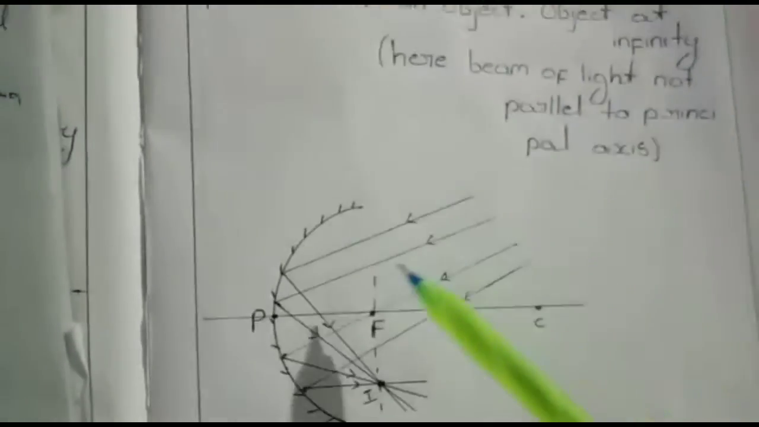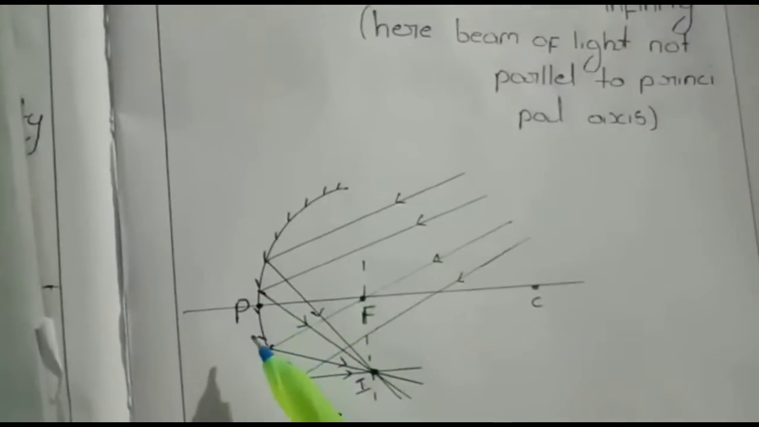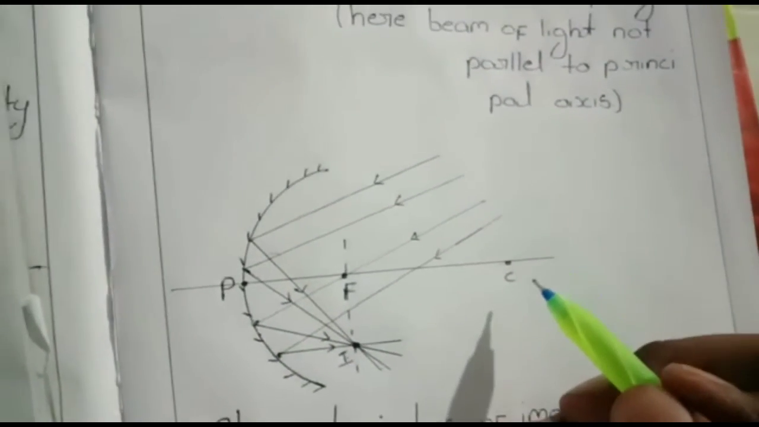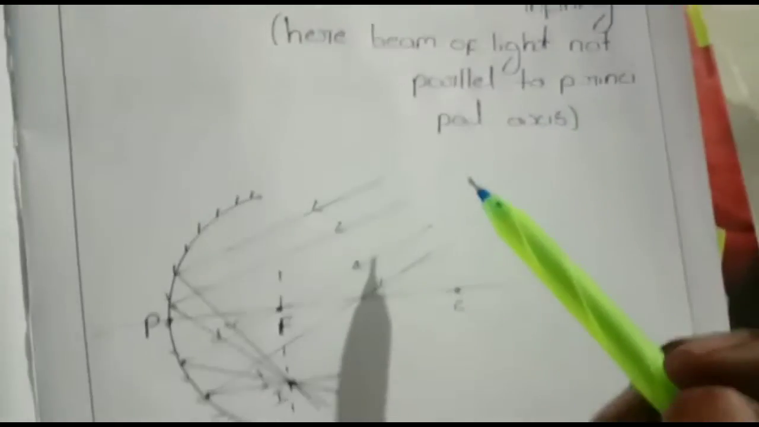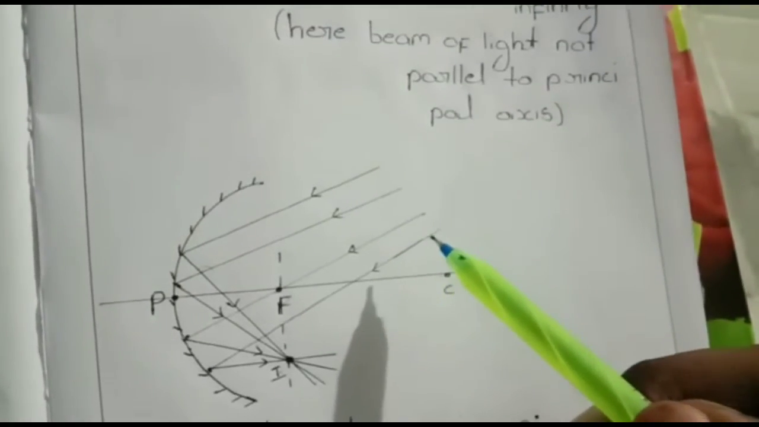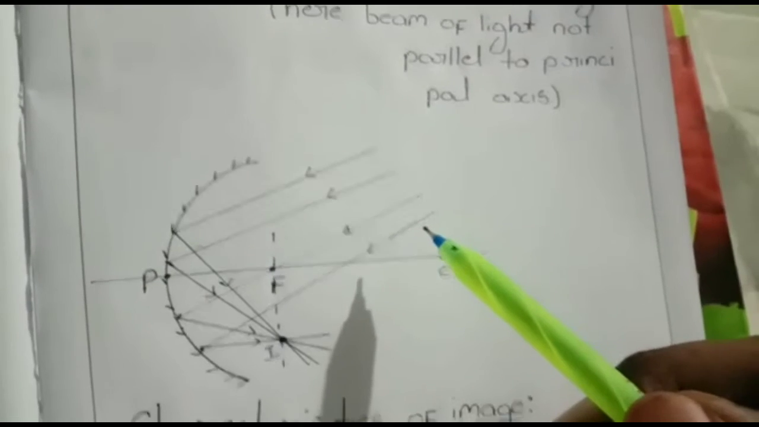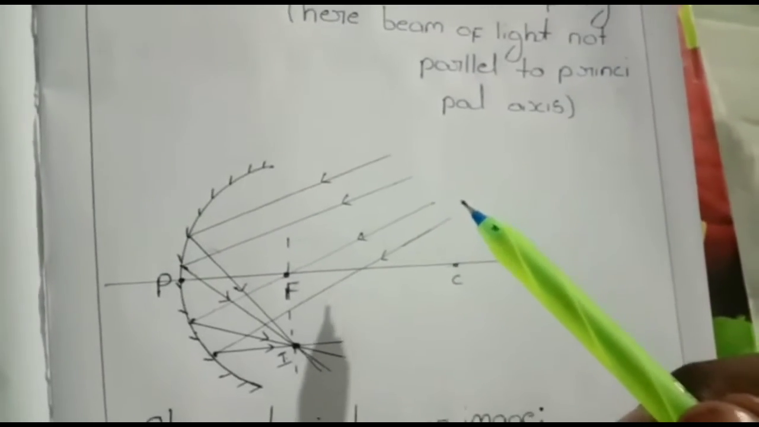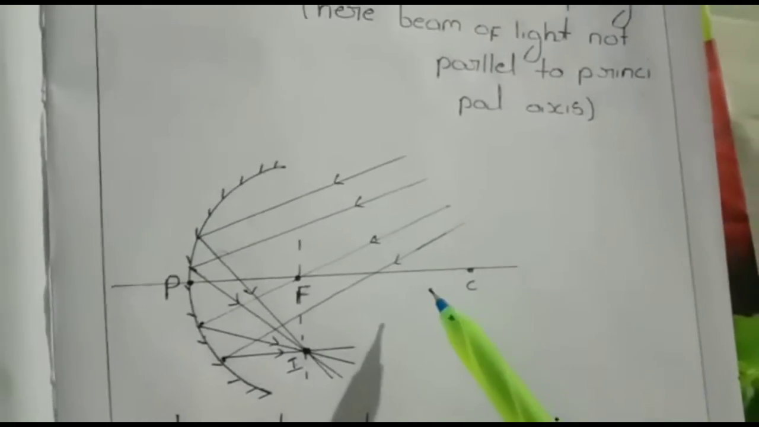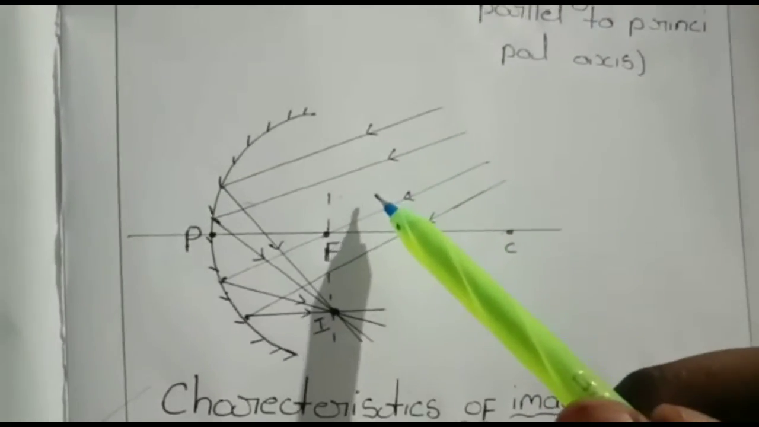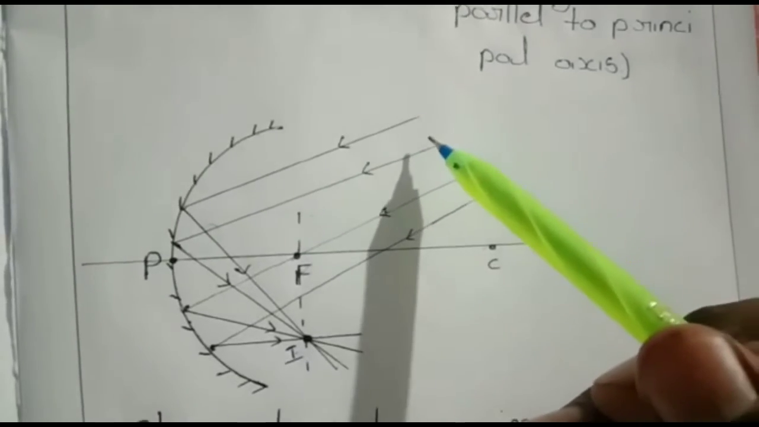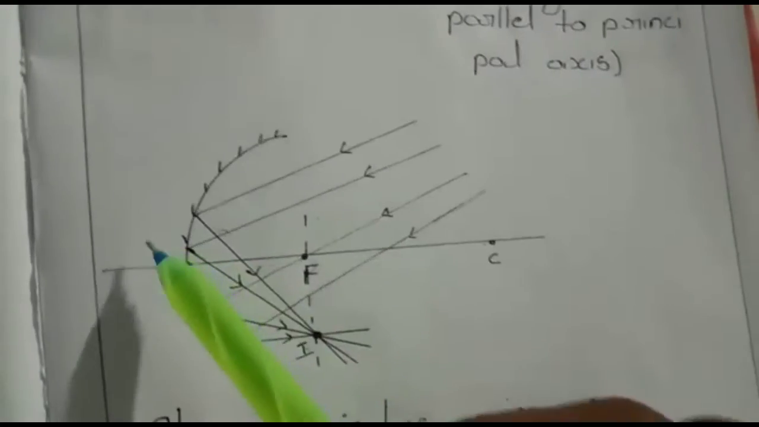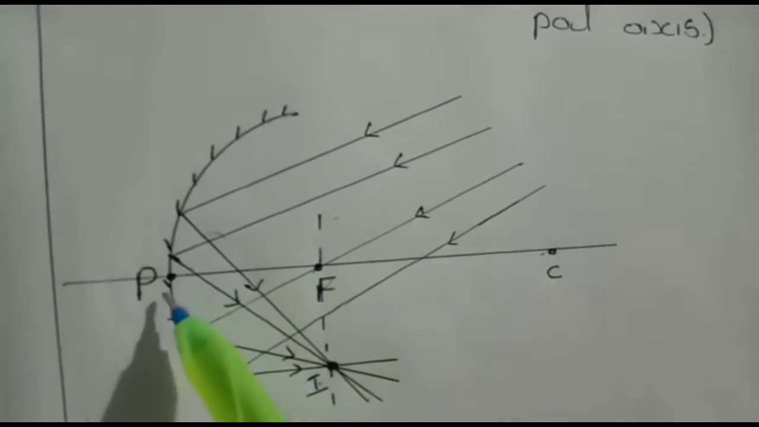Okay, see the diagram. This is the concave mirror. In every diagram we should identify the pole, focus and center of curvature. See friends, the beam of light is parallel, but the parallel beam is not parallel to the principal axis. Try to draw the lines straight, friends. I draw the incident rays. Incident rays fall on the concave mirror and reflect here. Draw carefully, friends.